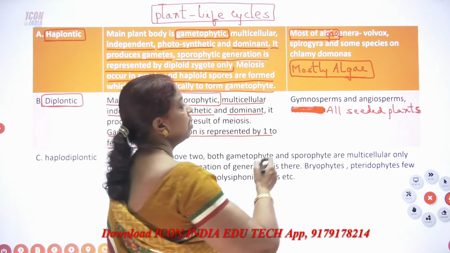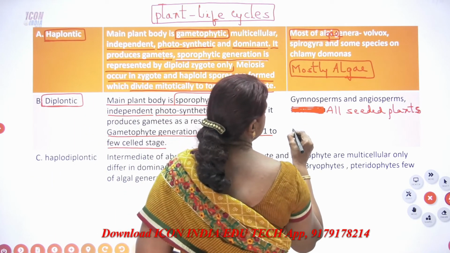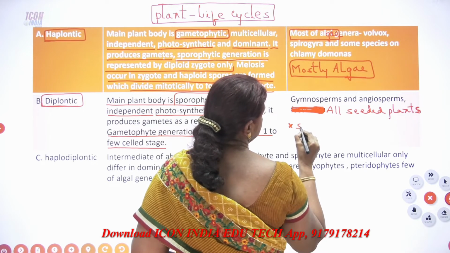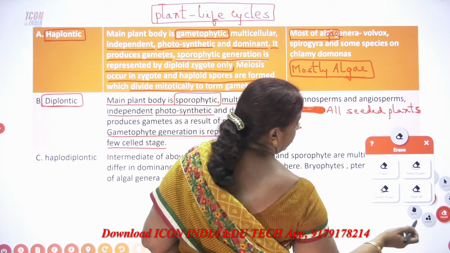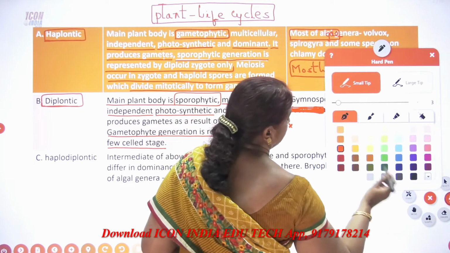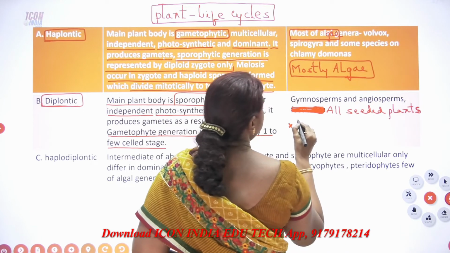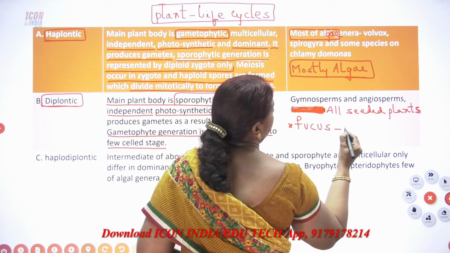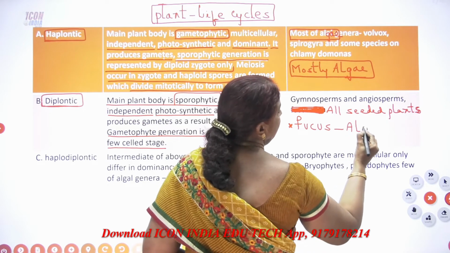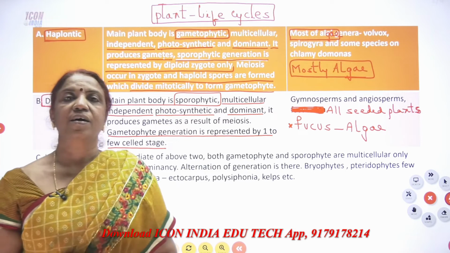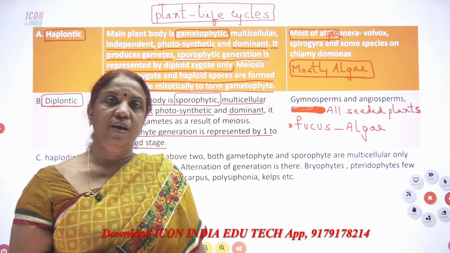The next is in the case of algae, that is Fucus. There is an alga called Fucus. See that, here is Fucus. Fucus has a diplontic life cycle. So among algae, the example of Fucus has the diplontic life cycle.